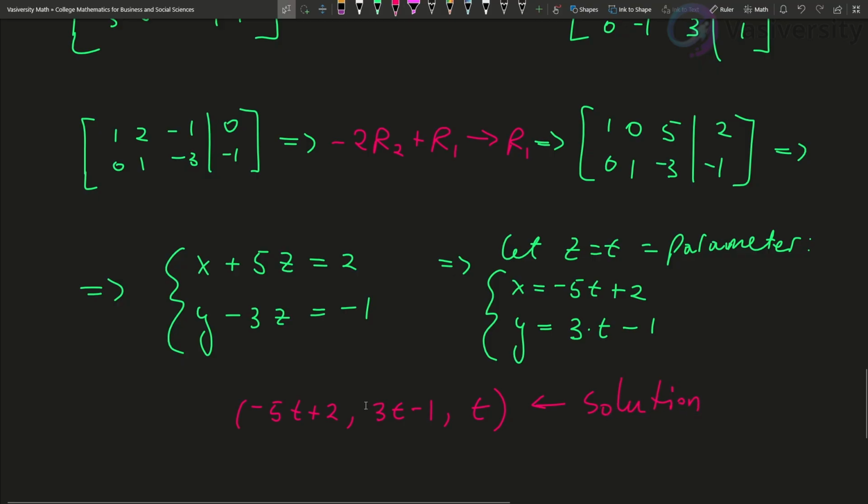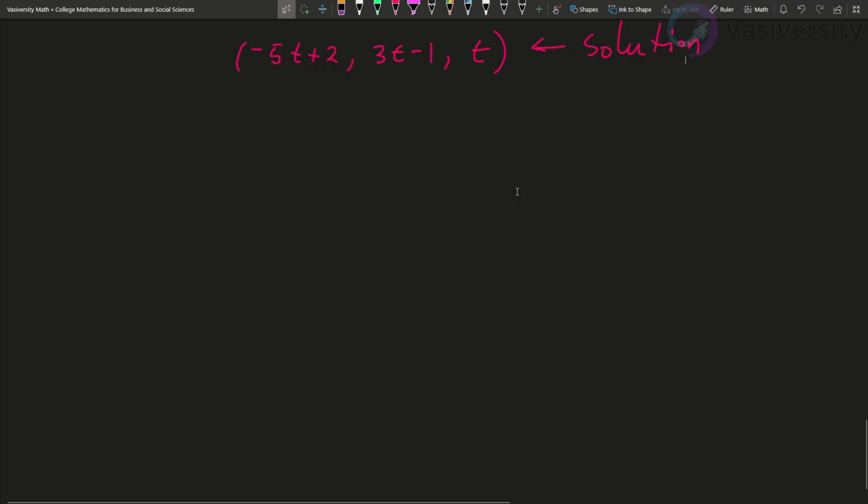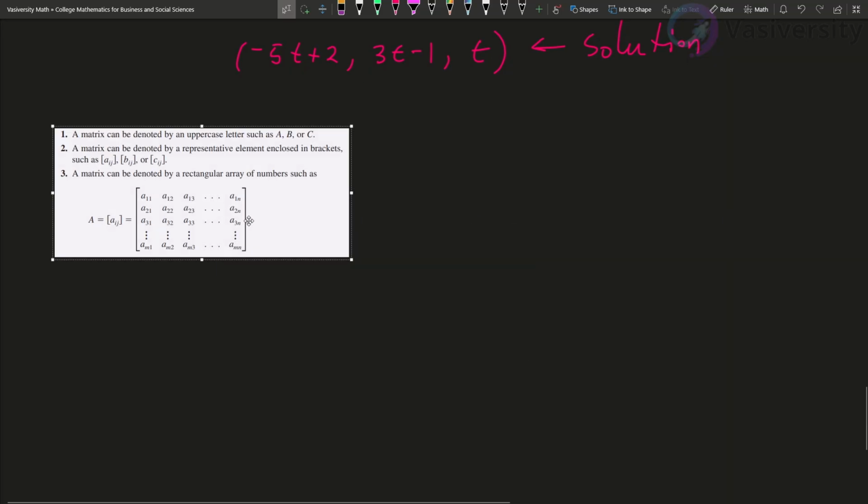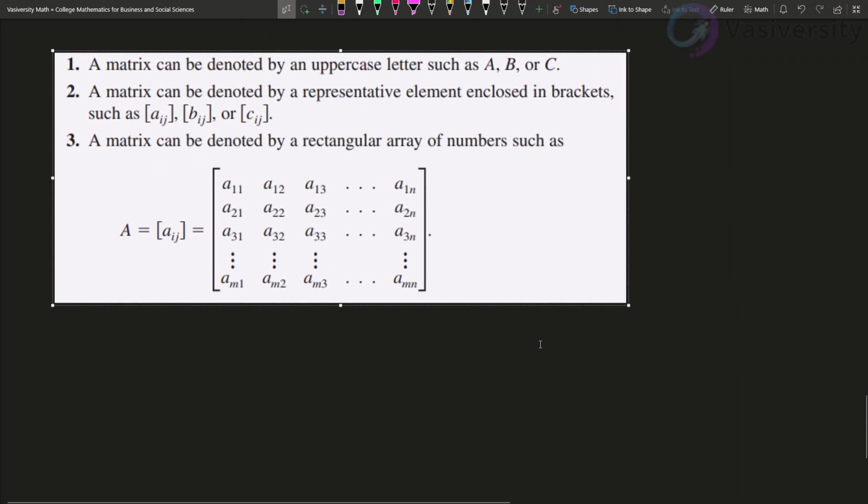Oftentimes matrices are much more efficient than the algebraic manipulations we can do, because it's convenient. So, okay, let's take a look at some of the properties of matrices in general, because matrices are a very important part of mathematics. The properties of matrices are as follows. We can denote a matrix the following way. A matrix can be denoted by an uppercase letter, such as A, B, or C.